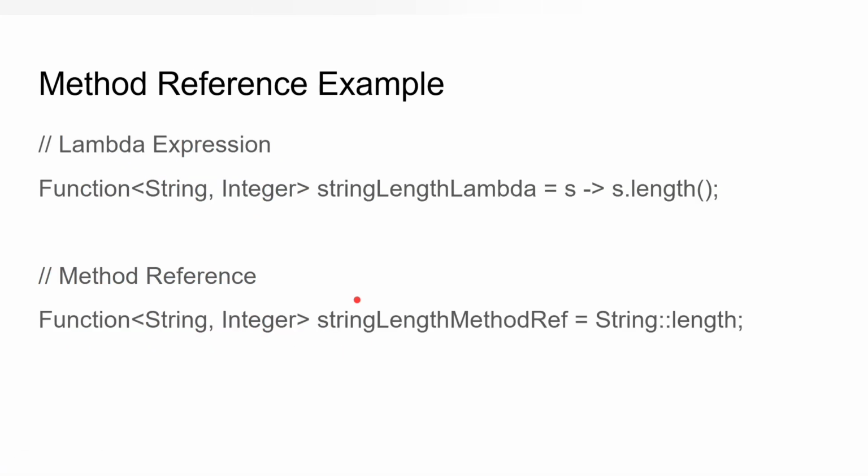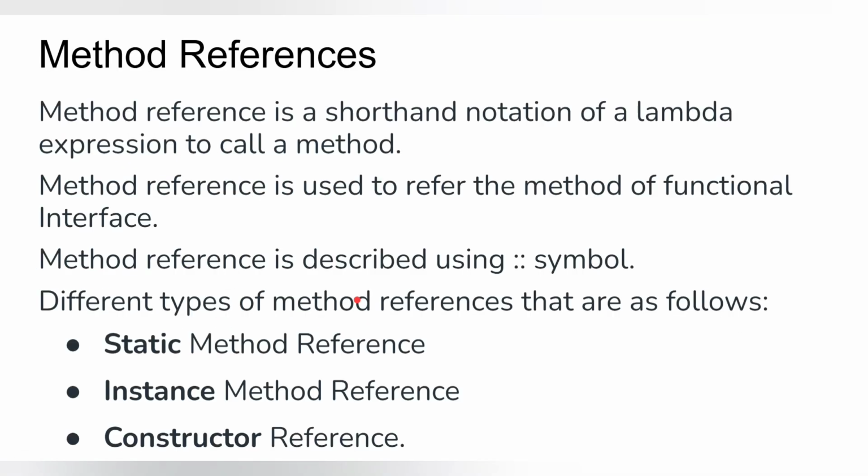Basically they are used in the cases when we are using a functional interface mostly. So they are used to refer to the method of a functional interface. In the next video, we will see how to achieve the different types of method references: static, instance, and constructor.